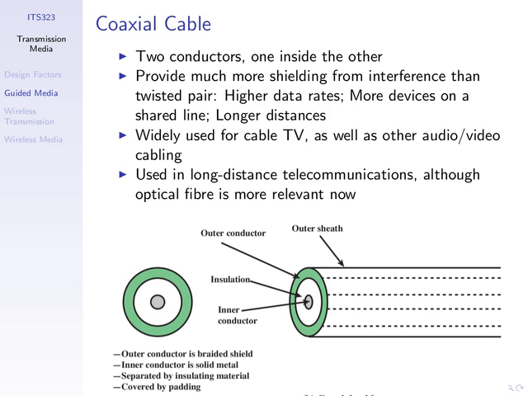It provides more shielding compared to twisted pair. More shielding means that we can send signals and they can be understood more easily at the receiver, so we can get higher data rates. We can have more devices on a shared line, and we can cover longer distances compared to twisted pair.